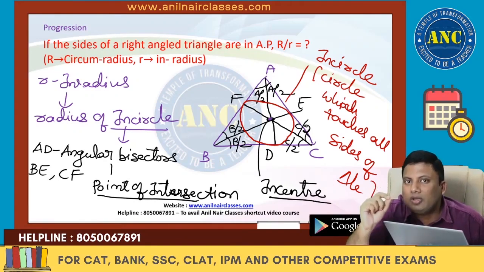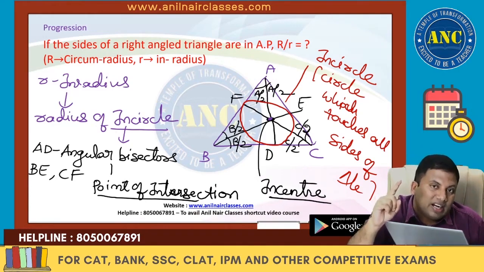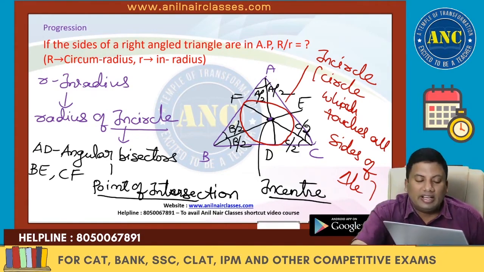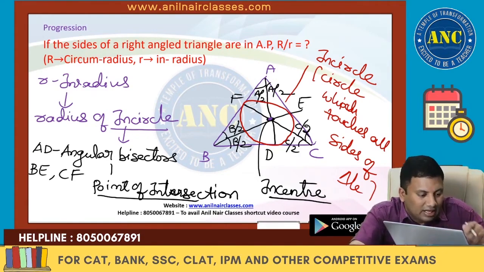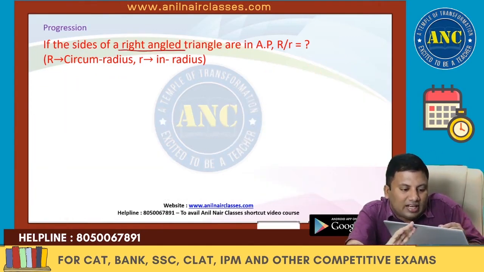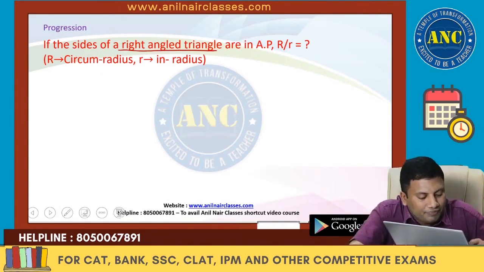If he is asking you to find the radius of the circle which is touching the vertices, then you have to find the circumradius. If he is asking you to find the radius of a circle which is touching all the sides, then it is the inradius. I hope it is clear. But here the question is for a specific triangle, that is a right angled triangle.